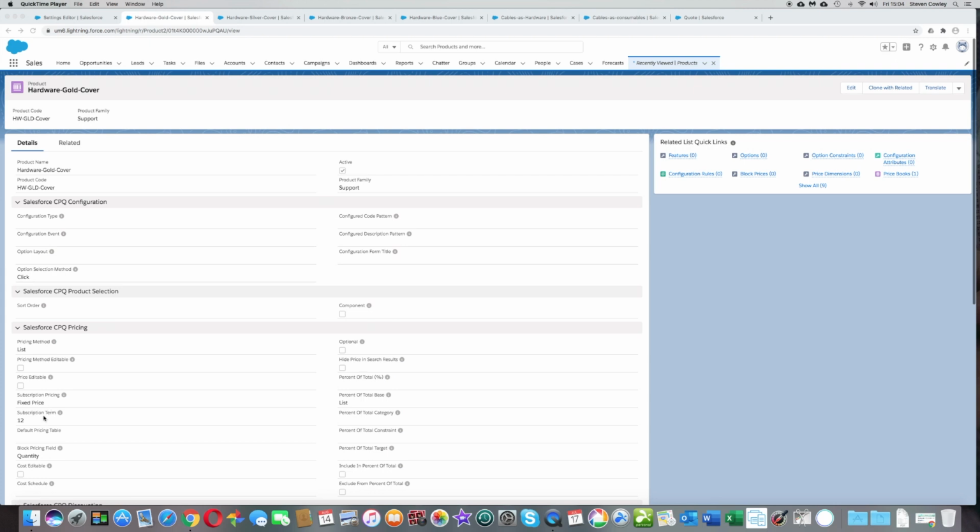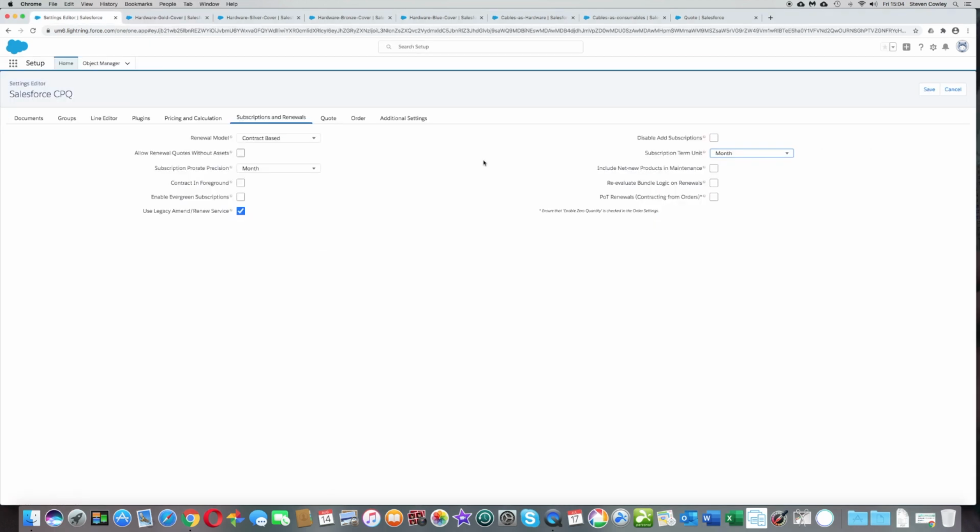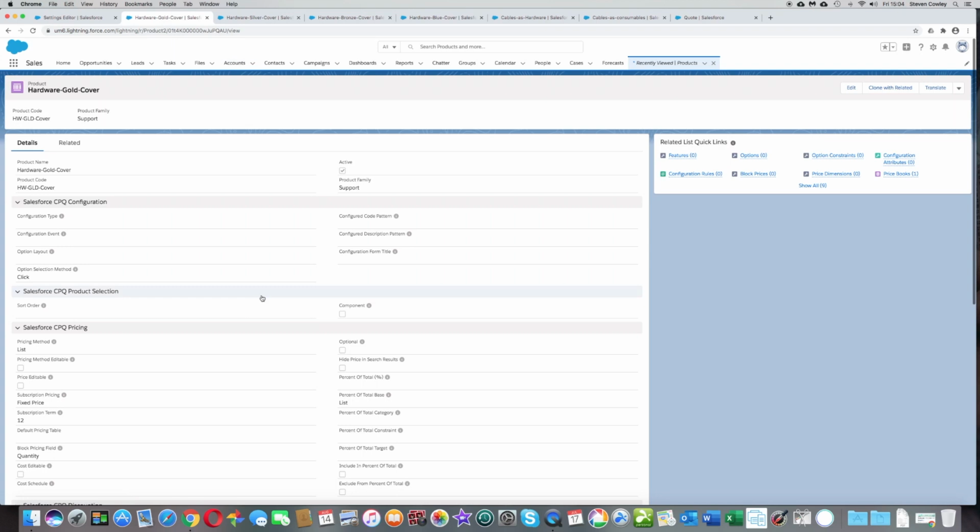We've got a subscription term here of 12. The unit of measure for this org is months. That's a setting your admin or consultant would change for you, and you'd have that set for the business going forward, and that would either be month or days. So as I say, we've got a product that's been set up called Hardware Gold Cover with a fixed price and the term of 12 months.